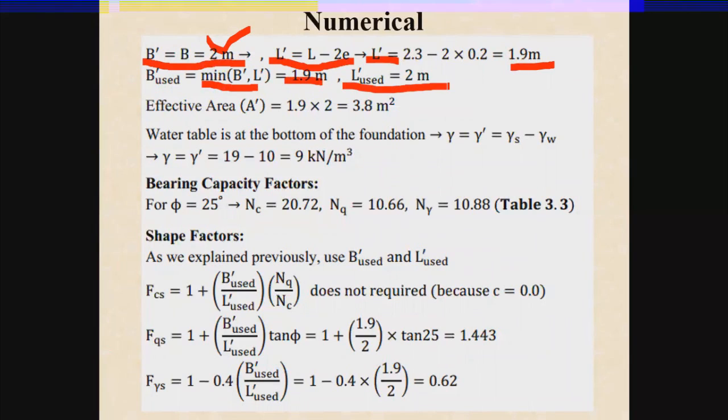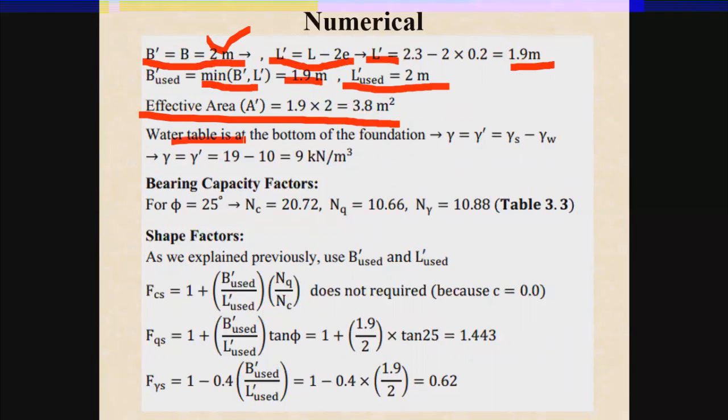So the value of B prime used will be 1.9 meter and the value of L prime used will be 2 meter. Now let me find the effective area. The effective area will be the multiplication of the effective dimensions of the footing, like 1.9 multiplied by 2. So this will give me the value of the effective area, which will have a uniform pressure beneath the base of the footing, equal to 3.8 meter square.